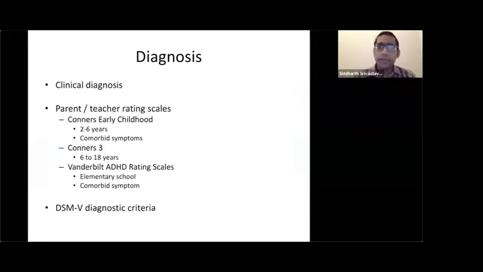ADHD is a clinical diagnosis, and this involves obtaining a detailed history to evaluate behavioral symptoms. Often parent-teacher rating scales are needed to get evidence from teachers, and these scales include the Conners and the Vanderbilt rating scales. We often use the DSM-5 diagnostic criteria to make a diagnosis of ADHD.